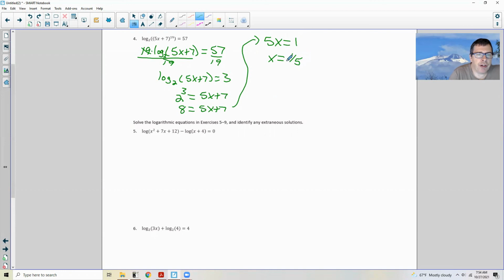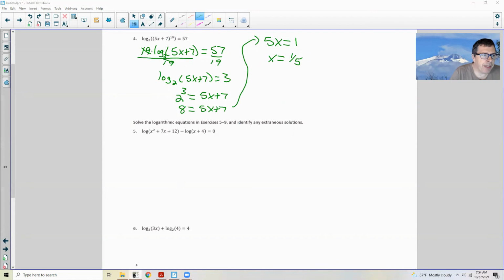Okay, so if we weren't using our calculator and we wanted to know if this solution is correct, we can't get an exact, but we can tell whether or not we made a mistake and got a 0 or a negative. So you cannot take the log of a negative. So if I substitute my 1/5 in here, 5 times 1/5 is 1. 1 plus 7 is 8. 8 is not 0. 8 is not negative. And when I take it to the power of 19, it's just going to get bigger. So it's positive. So we're all good.